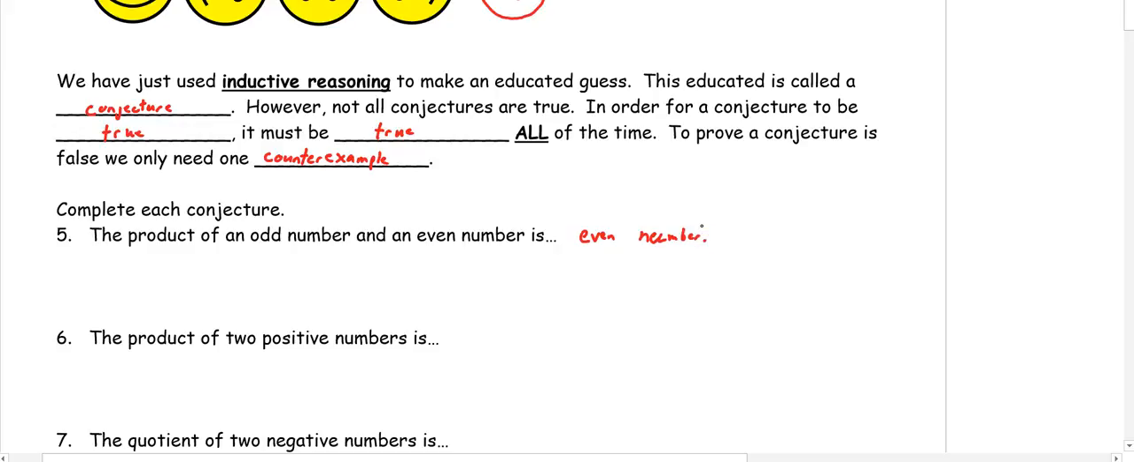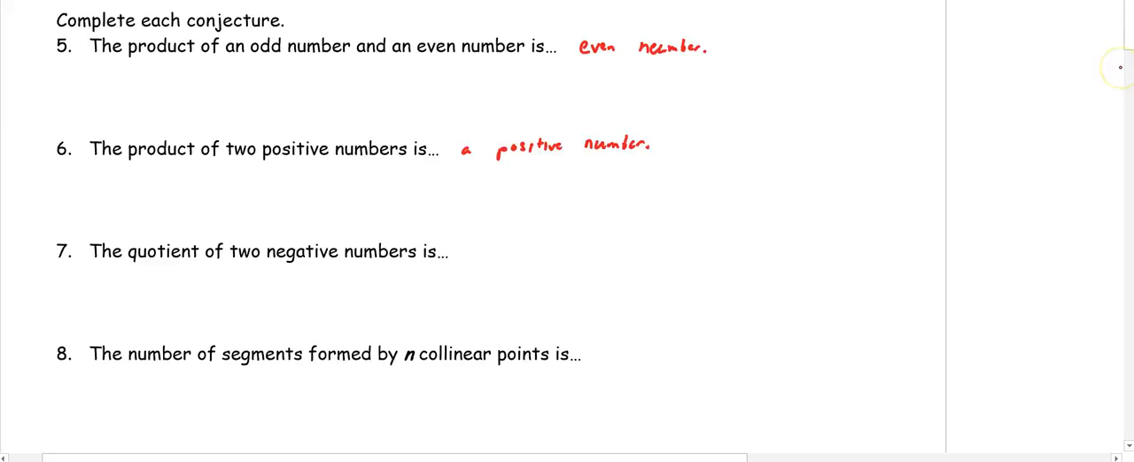Number 3, the product of two positive numbers. So think of any two positive numbers that you multiply, you're always going to get a positive number. Think about 3 times 2, 5 times 8, 10 times 11. All of those multiply out to a positive number. Number 7, the quotient of two negative numbers is... when I take two negative numbers and divide them, I'm always going to get a positive number. Because remember, two negative signs always make a positive number.